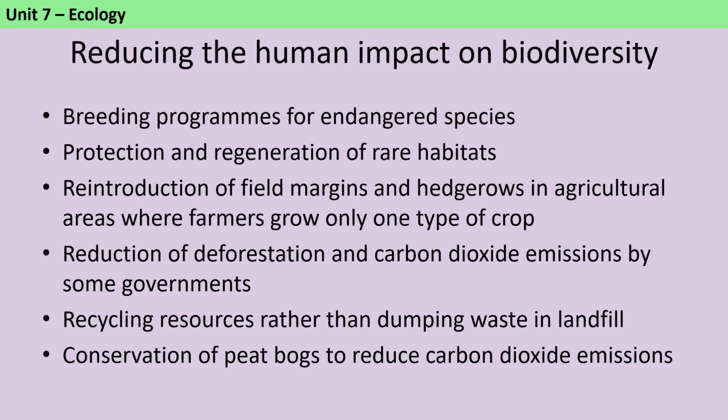There are lots of different actions that we as humans can take to protect and encourage biodiversity, including things like breeding programs for endangered species, protecting and regenerating rare habitats, and trying to reintroduce field margins and hedgerows around farms, because just having a monoculture is not great for biodiversity. There's also reducing deforestation, recycling resources, and also conserving peat bogs.